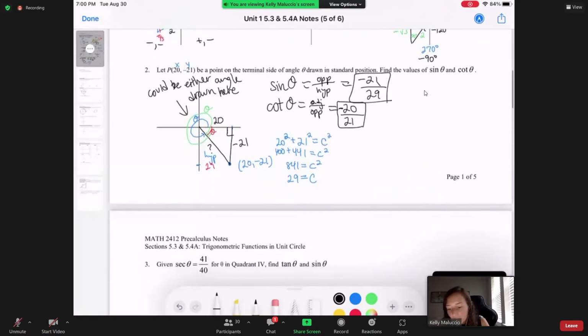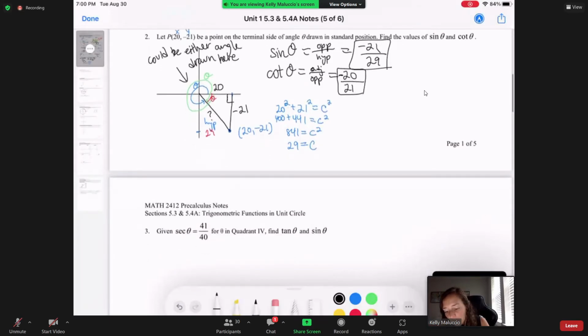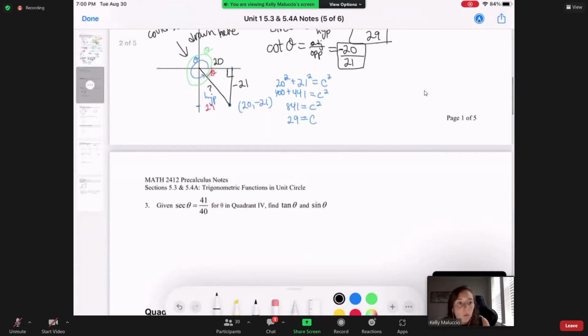Okay, so moving on to another example here. We have secant is 41 over 40. So remember, I'm just going to highlight this for us. Remember, this means secant is hypotenuse over adjacent, the reciprocal of cosine. And theta is in quadrant 4. Okay, this is where the quadrants are going to matter. So it's in quadrant 4. That's important. Find tangent and sine.